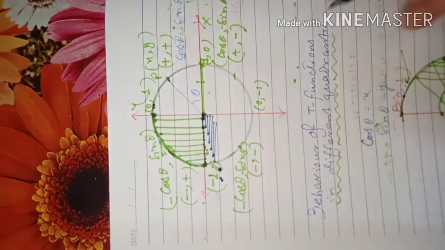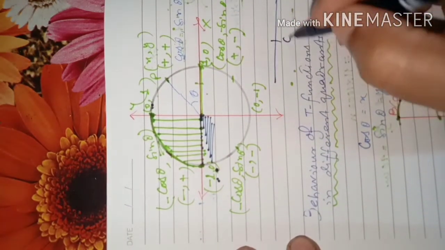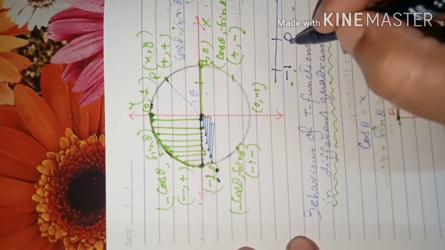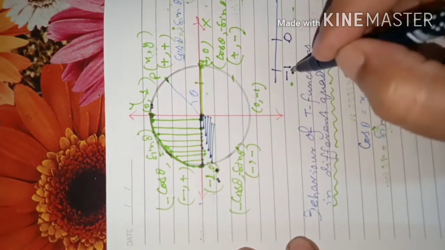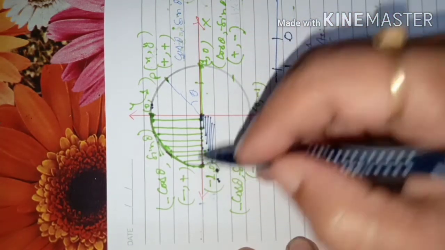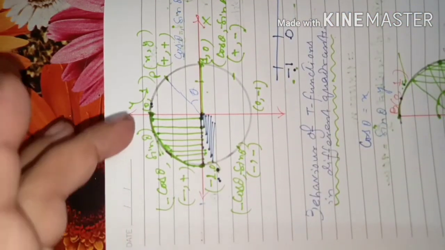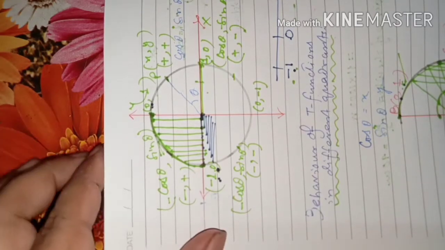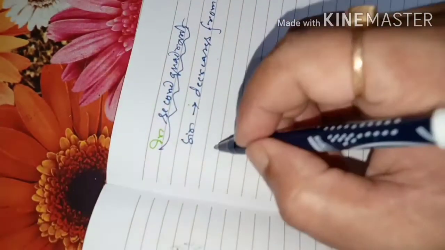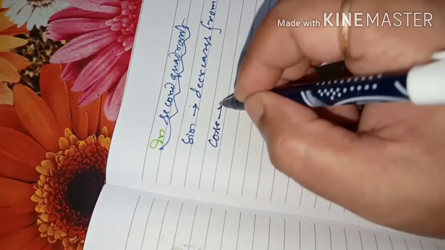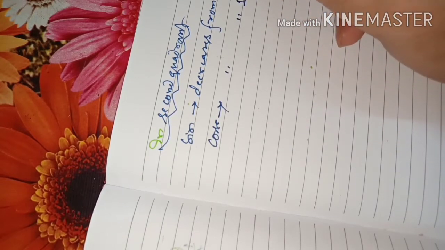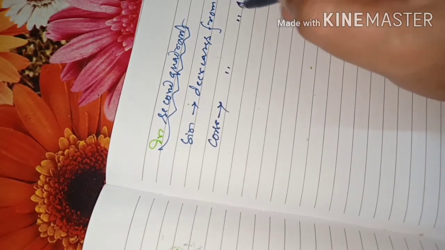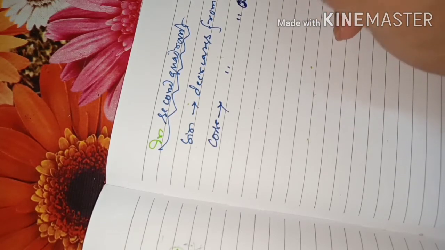So 0 is bigger or minus 1 is bigger? As you see, this is 0 and here is minus 1. If it goes from 0 to minus 1, that means it is decreasing only. So cos is decreasing in the second quadrant, and sine is also decreasing. Sine and cos both decreasing. So cos decreases from 0 to minus 1. Have you understood, dear students?